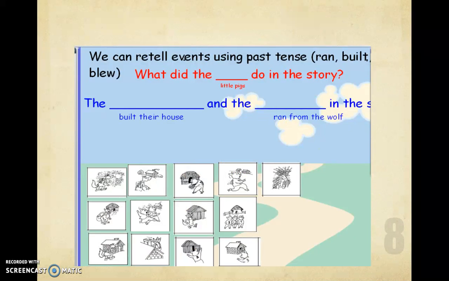Here are some examples from some classrooms. Most of these are just language objectives, but it can help you to see function and forms of language. In ours, as I said before, we are going to add the content stem and the supports. So if we look at this one, we can retell. Retell is the function. Events, that would be the content, using past tense. Past tense is your language form in this example. And then you can see that the teacher listed some of those past tense verbs, ran, built, and blew.